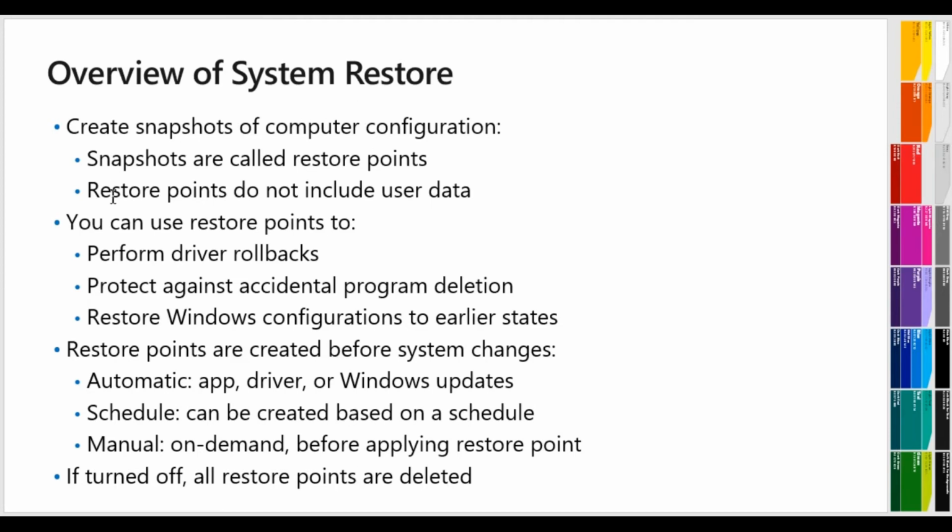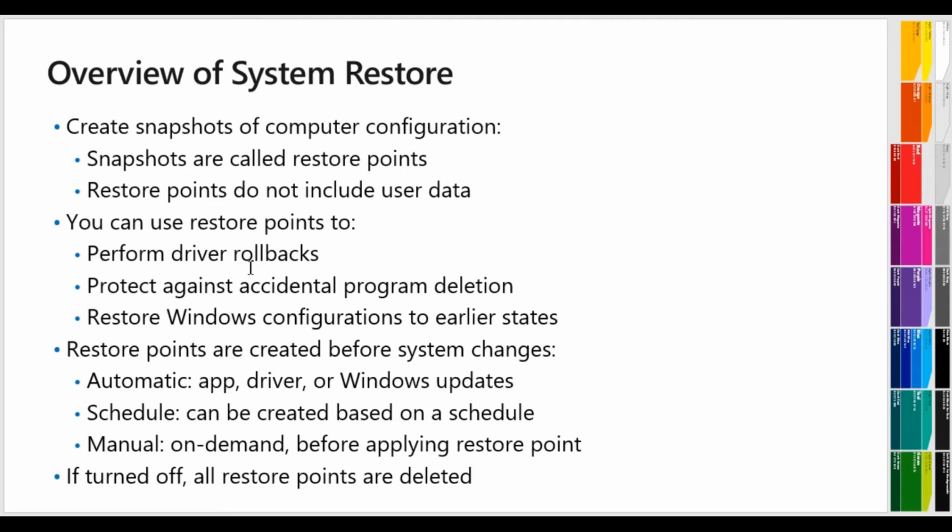Overview of system restore: create snapshots of computer configurations. Snapshots are called restore points. Restore points do not include user data. You can use restore points to perform driver rollbacks, protect against accidental program deletions, and restore Windows configurations to earlier states. Restore points are created before system changes, such as automatic, scheduled, and manual.